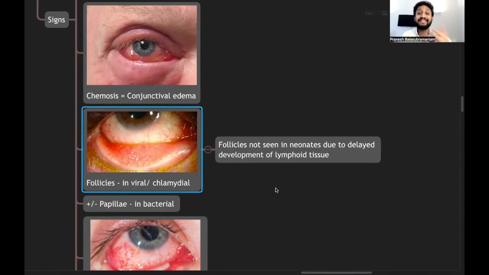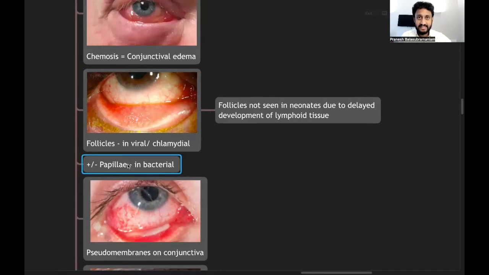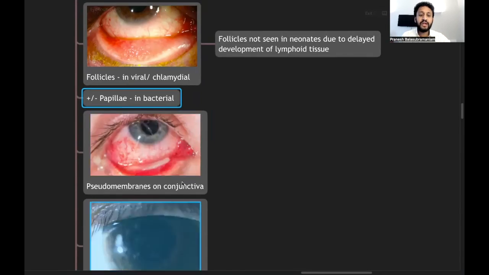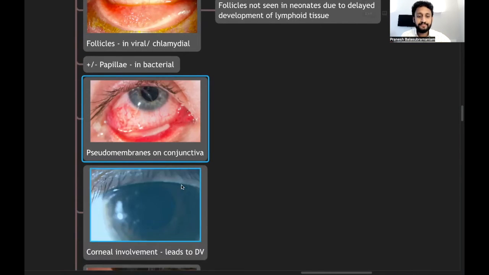It's an important thing. Instead, they will be having papillae. Papillae can be present in bacterial conjunctivitis. Sometimes the discharge can be severe enough to form a membrane called pseudomembranes on the conjunctiva. Always differentiate this from the true membrane, what we see in diphtheria.